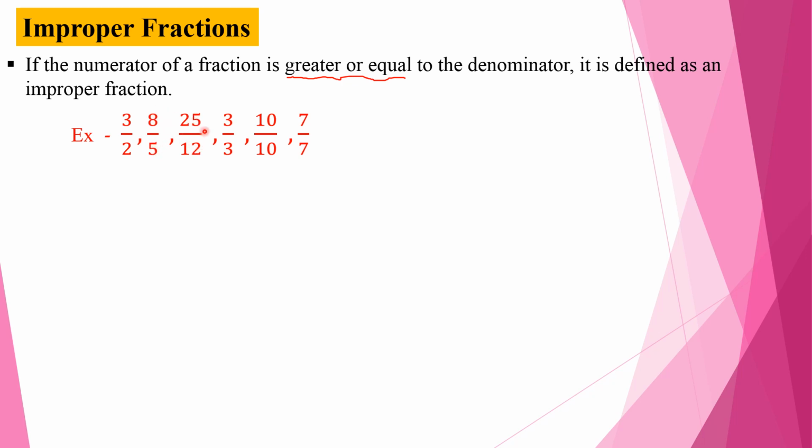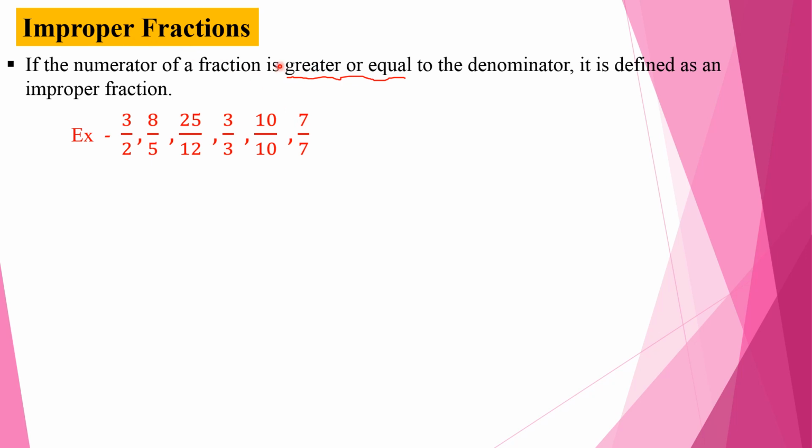This one also same. And now 3/3. In here, can you see I have mentioned that the numerator can be equal to the denominator. Those are the cases. 3/3. Can you see both the numerator and the denominator are equal to 3. In here also 10/10. Numerator and denominator are equal. And 7/7. Such fractions are also called improper fractions.